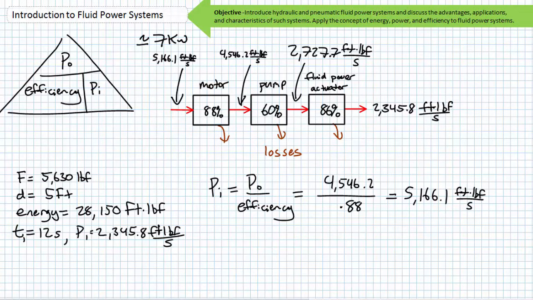Or to put this in a unit more commonplace for electrical calculations, approximately 7 kilowatts of electrical power to produce the requisite 2,345.8 foot-pounds force per second, or approximately 3.2 kilowatts of linear mechanical power. This is to suggest that the whole system is 88% times 60% times 86%, or only approximately 45% efficient.